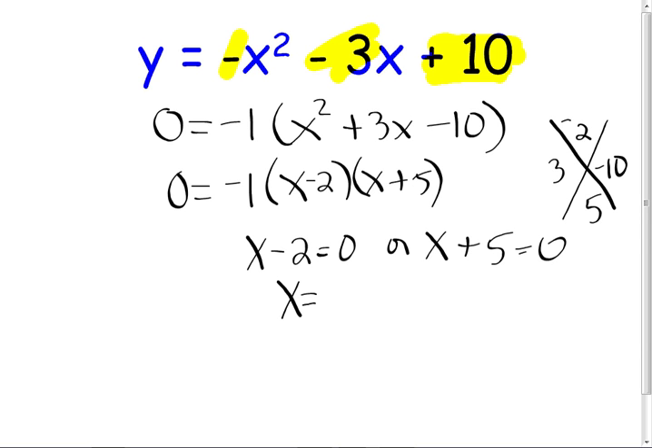So x is equal to what? 2, or x equals negative 5. This is the zero product property. We use it all the time in math. Sometimes I can't factor things, then I'm going to have to find other ways to find zeros, probably a graphing calculator. Okay, one last problem, and you guys try it.